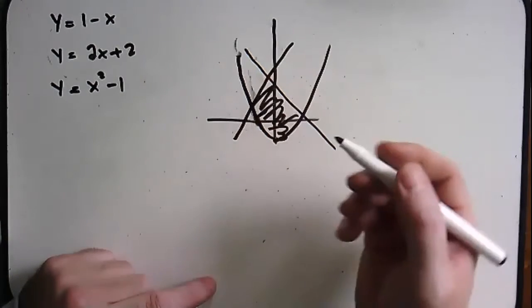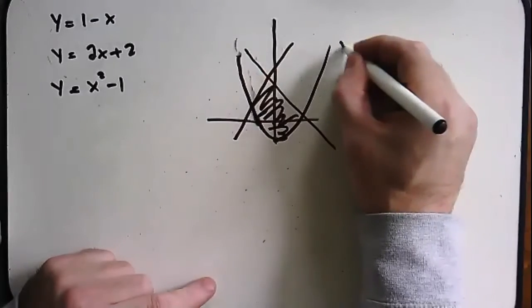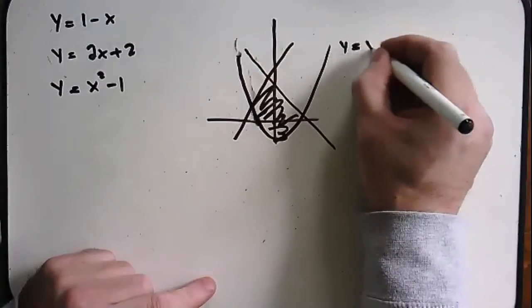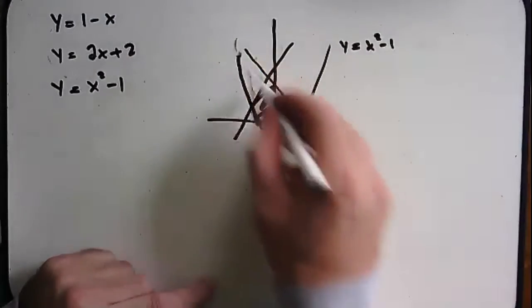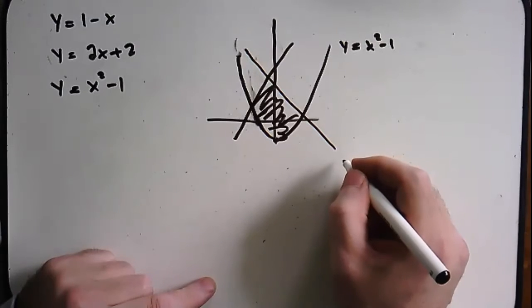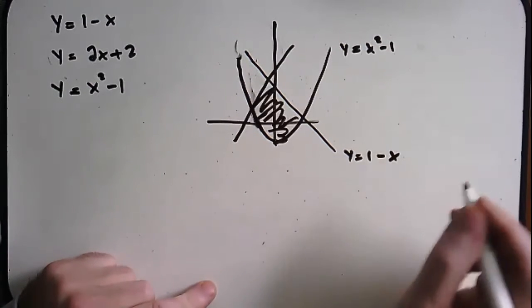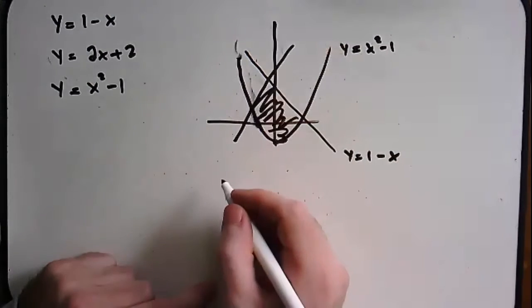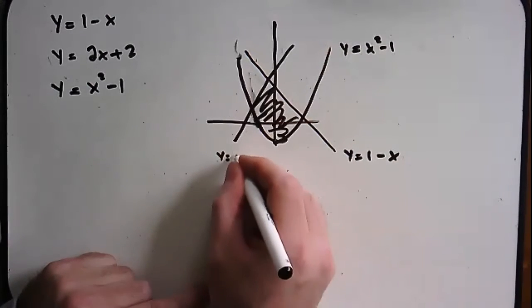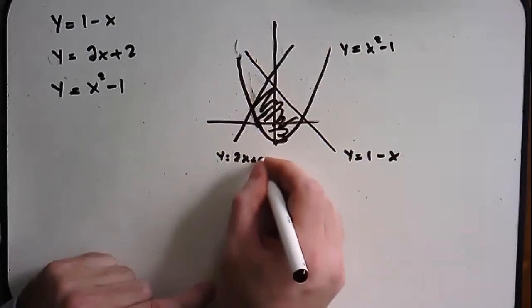But just to label the parts here, that's our parabola, so y equals x squared minus 1. This downward diagonal line, that is y equals 1 minus x, and then this positive slope line, that's y equals 2x plus 2.